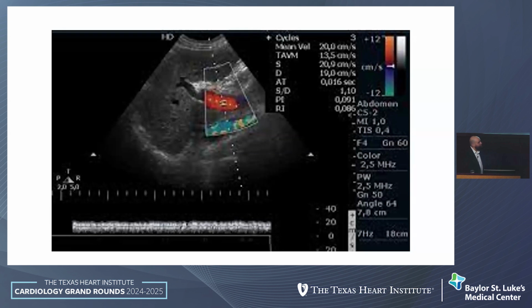How do we know this is portal vein flow? Very simply, it's hepatopetal. It's headed towards the liver, and you can see it's red, so we know it's headed towards the probe. What are the flow characteristics of the portal vein? And this is going to be very important.